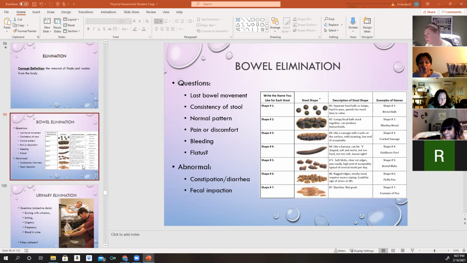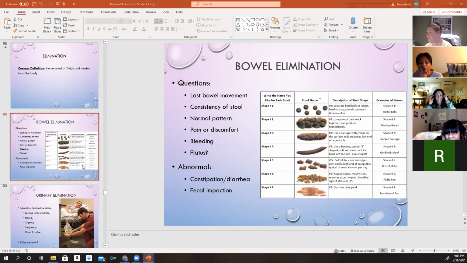So when you're looking at stool, there's a nice little picture there, and they even give examples. The first shape is hard, little balls, hard to pass. That means it spent too much time in the colon. They compare that to little rabbit balls. Then you have the lumpy fecal balls that are stuck together. That looks like monkey bread. And then you have the third one, which is like sausage with cracks in it. Yeah, cracked sausage. Then you have Goldilocks poo, which is like a banana. Soft and moist, not too hard, not too soft, just right.